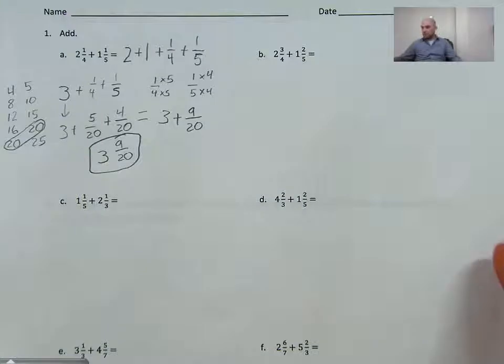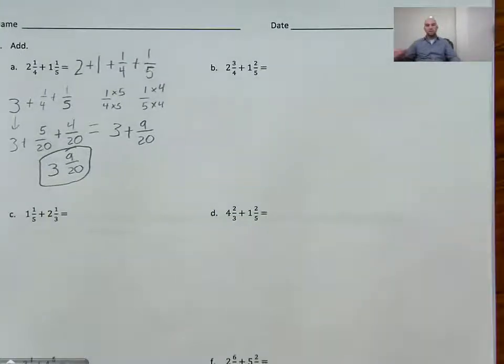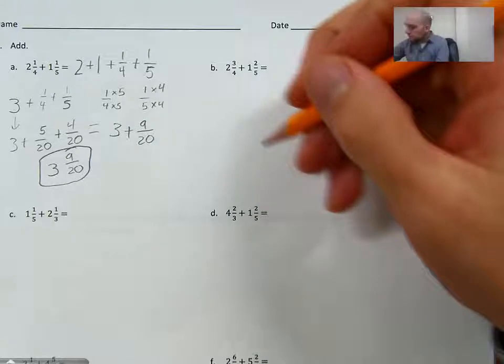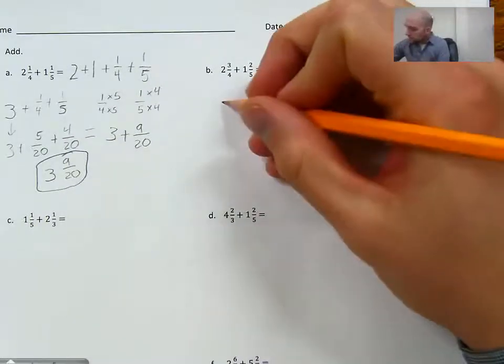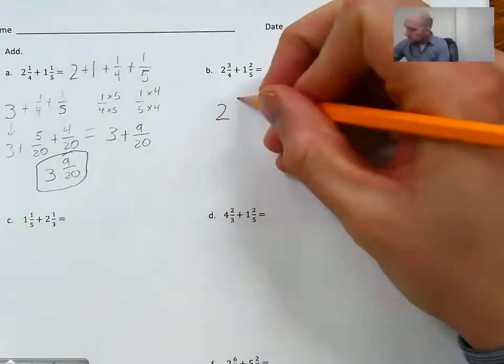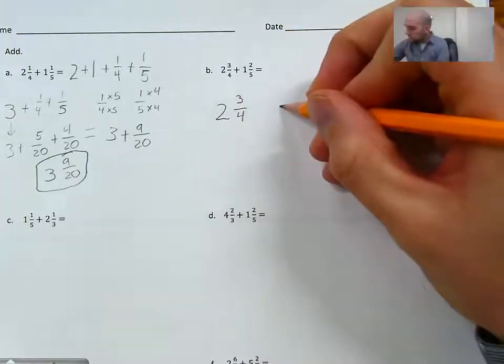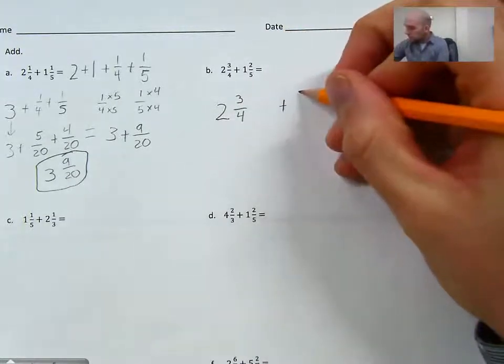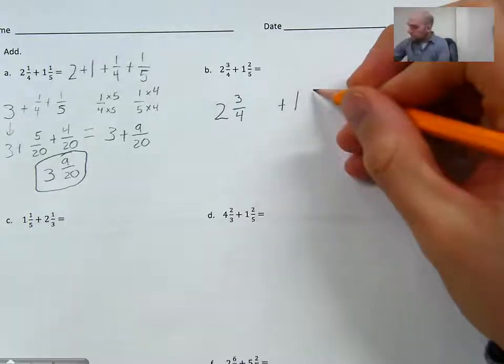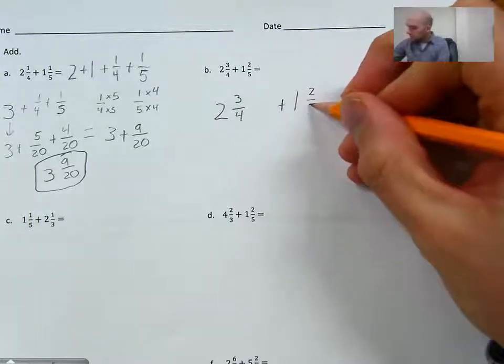All right, let's do letter B. It says 2 3/4 plus 1 2/5. So I'm going to write it like this time. 2 3/4. I'm going to leave myself some space. Plus 1 2/5.